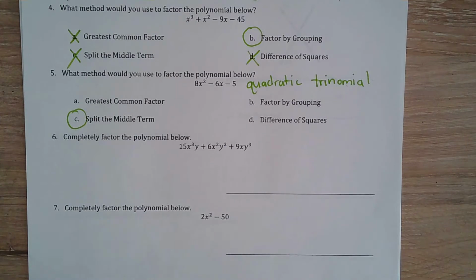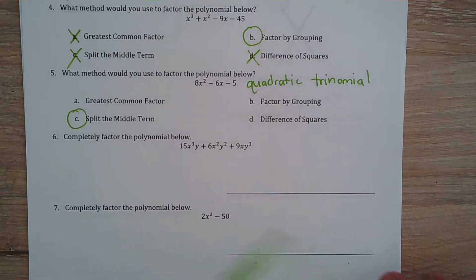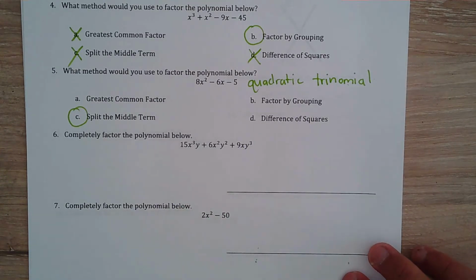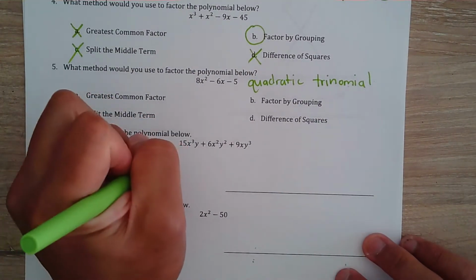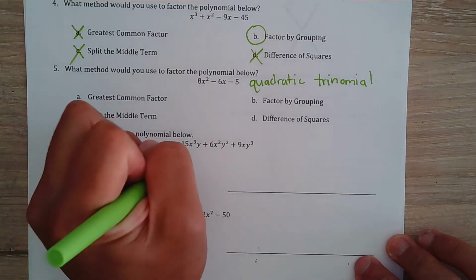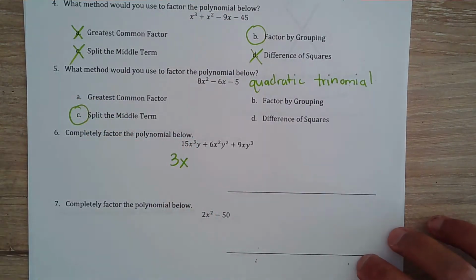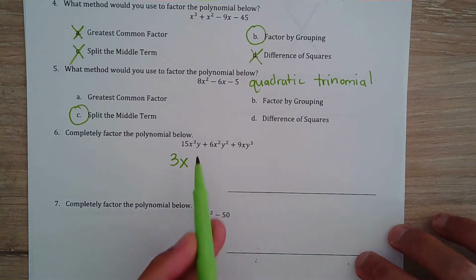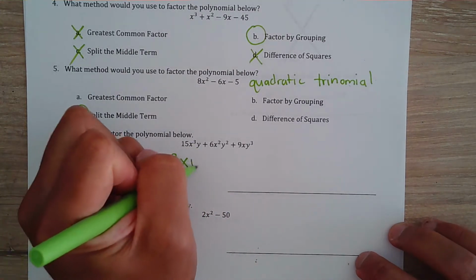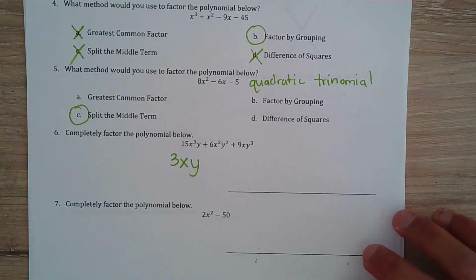Let's see. What's the number that goes evenly into all of 15, 6, and 9? That number would be 3. And then we look at our letters. What's the greatest amount of x's that they share in common? Well, that would be x to the first power. But we don't need to write that exponent of 1. We just write x. And then what's the greatest amount of y's they have in common? Well, that would just be y to the first power. So 3xy is our greatest common factor.